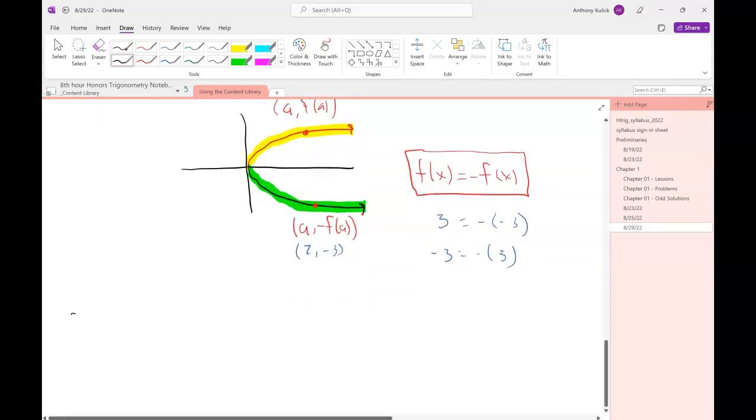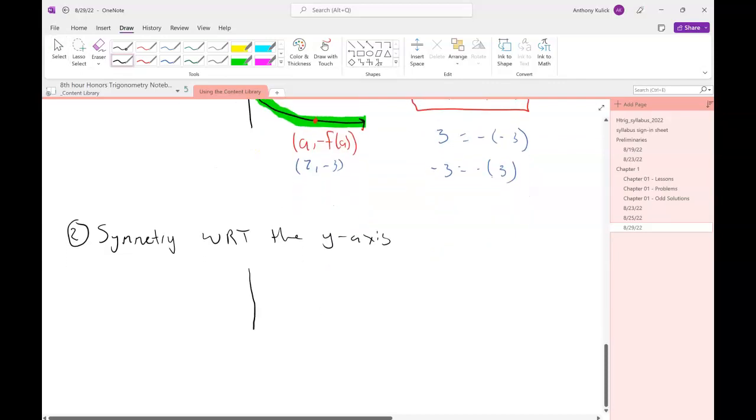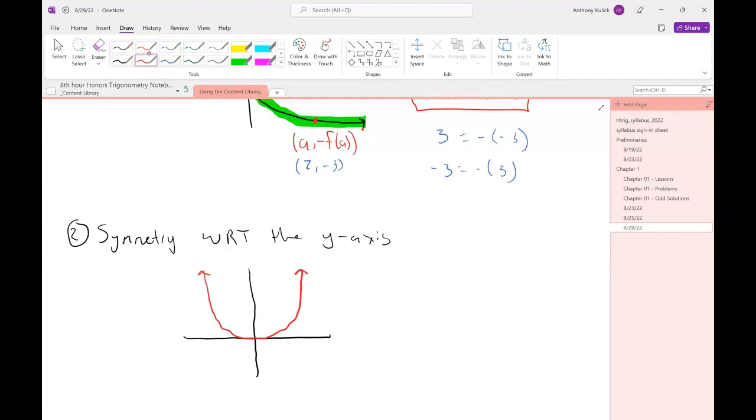Okay. So, what other type of symmetry do you suppose we have? The y-axis. Yeah, symmetric with respect to the y-axis. And again, what is that going to look like? Well, if I take the stuff on the left side of the y-axis and I reflect it across the y-axis, I should get exactly the stuff on the right side of the y-axis. Right? That should make sense.